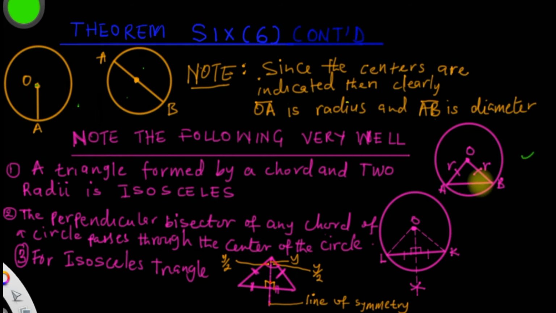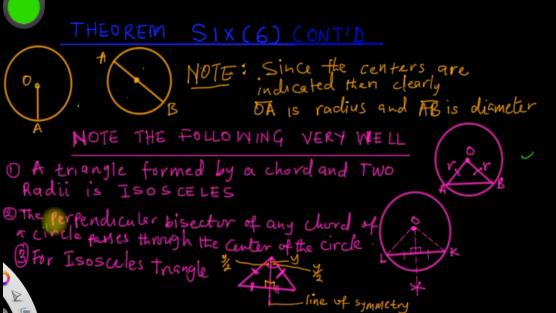So we have this chord, have you seen? And then we have the center of the circle. This line is the radius and this line is a radius. This length is equal to this length because they are all the what? They are radii. So this chord and these two radii form this triangle. Since this length, which is the radius, is equal to this length, which is the same radius, it makes this triangle AOB an isosceles triangle. Fine. That's the first thing you want to note.